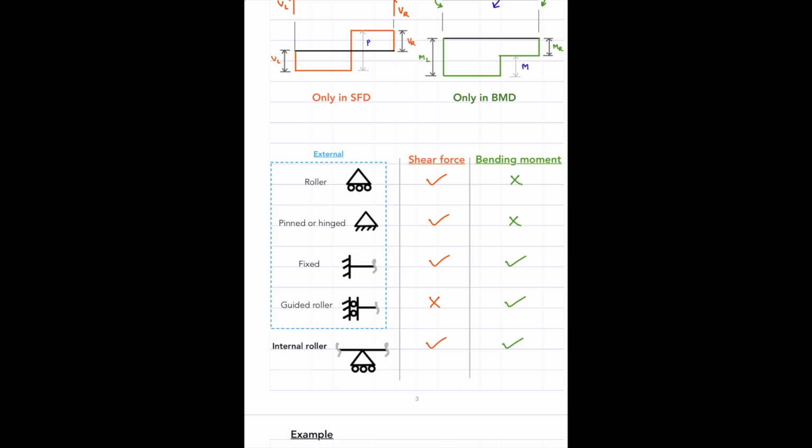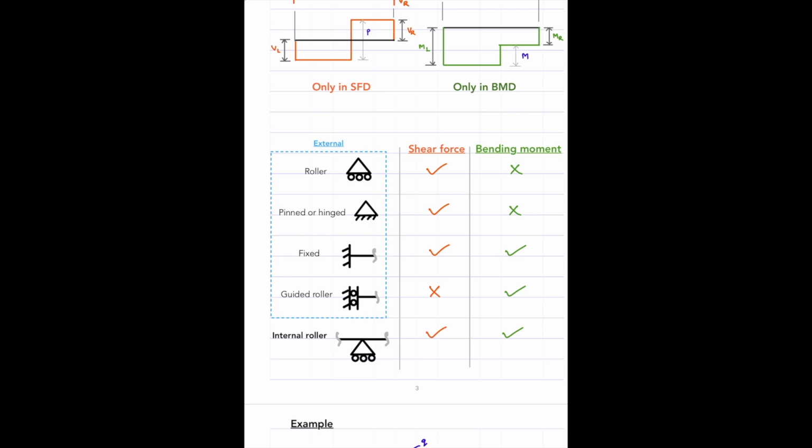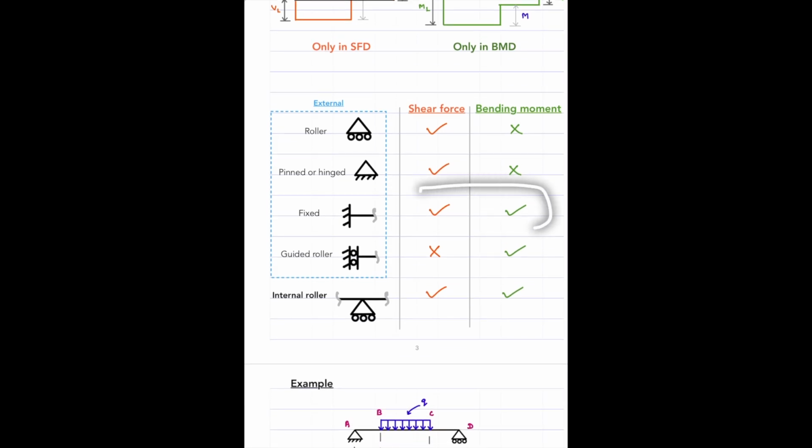If we have an external pin support, what happens there? The bending moment will be zero here, but the shear force will be present, right? So these things will be helpful in drawing SFD and BMD. Then what about a fixed support? In a fixed support, both shear force and bending moment will be non-zero, right? And what about a guided roller? For the guided roller, shear force doesn't exist, but the bending moment will have a non-zero value at that location. And how about the internal roller? At the location of an internal roller, both of them would be non-zero.